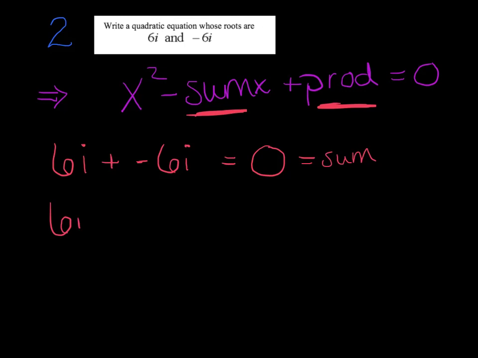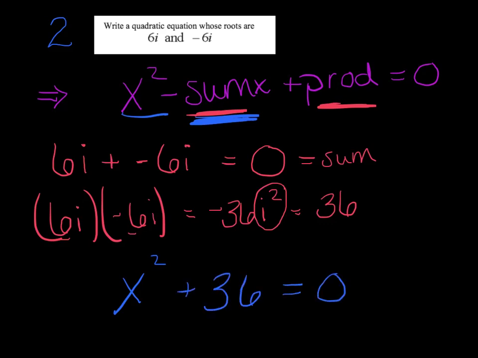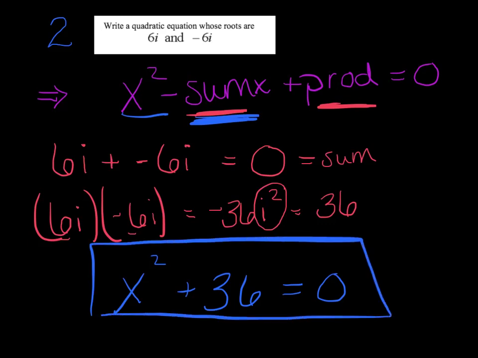If I want the product, I'm going to take positive 6i and I'm going to multiply it by negative 6i. So 6 times 6 and negative 6 gets me negative 36. I times I is i squared. I can keep cleaning that up because we know about our imaginary numbers. i squared is negative 1, which gets me a product of 36. So now I'll just carefully plug them in. So it starts with x squared minus the sum x. Do I need anything here if it's 0? No. And plus 36 equals 0. And there you have it. This quadratic equation should have two imaginary roots that are positive 6i and negative 6i.